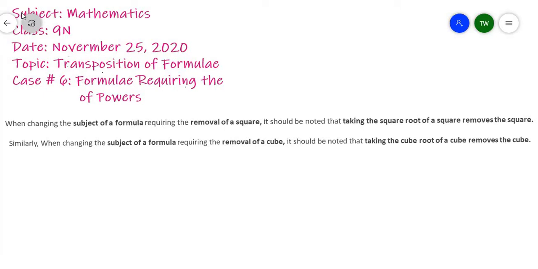We're going to look at case 6, still on transposition of formulae, that deals with formulae requiring the removal of roots.